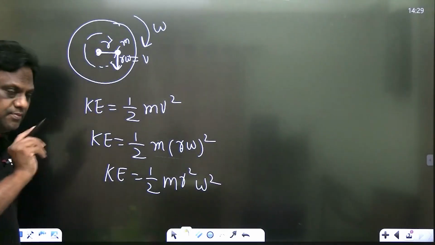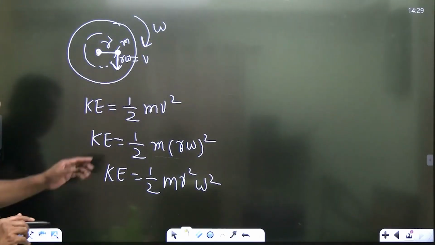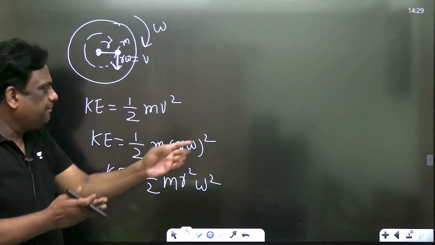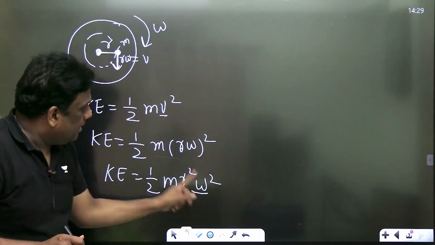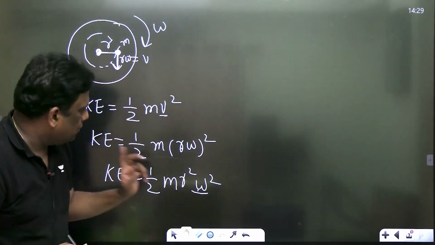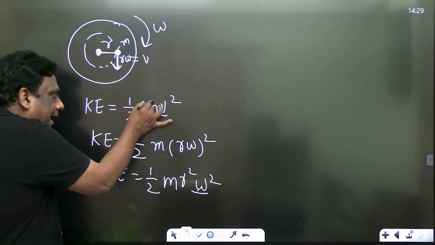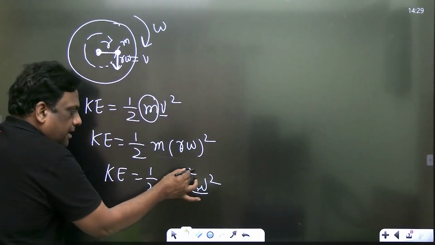Wonderful, sirs. Now observe here. You might have observed certain things. Under linear motion, velocity is v, and in rotation, the velocity is omega. Means v is corresponding to omega. Okay, half, and m is corresponding to mr square.